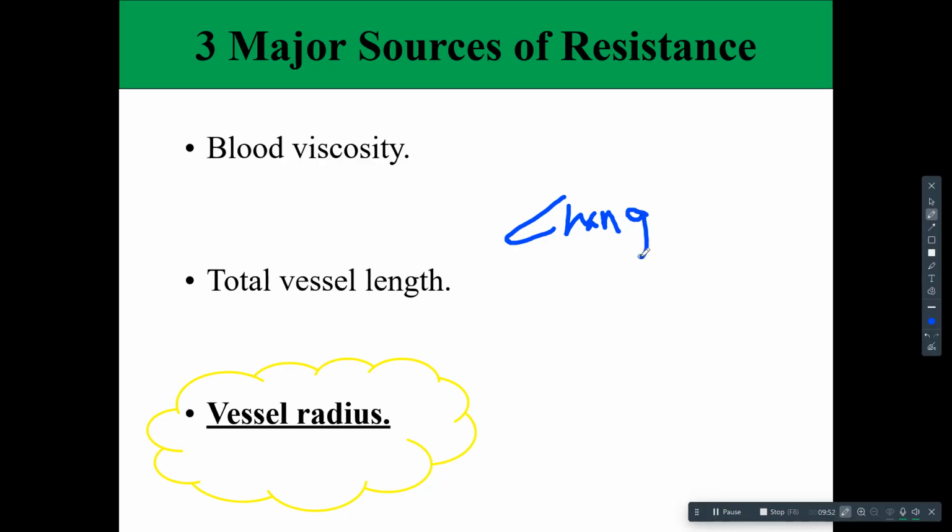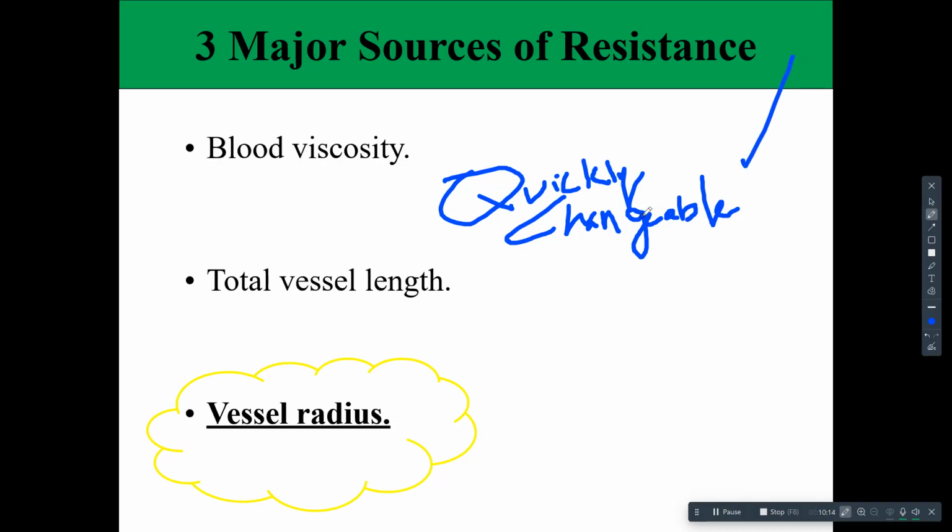It is hard to change length. It is hard to change viscosity, but radius is changeable and it's quickly changeable. Let's add that word, quickly. It is quickly changeable. So I can change resistance by changing radius fast. I can't change viscosity or length fast.